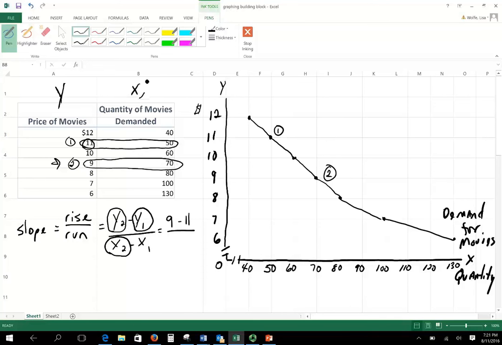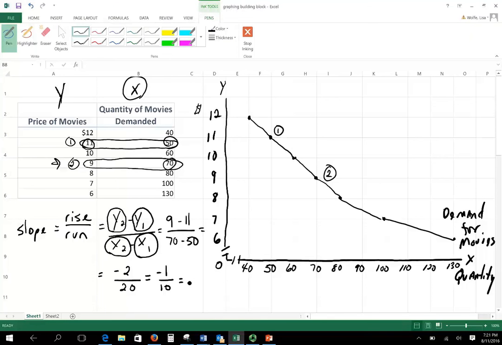And divide it by the x variable of the second point. This is our column for x. This is our second point, 70, less the x variable for the first point. That'd be 50. 9 less 11 is a -2 in the numerator. 70 less 50 is 20 in the denominator. This reduces down to a -1 over 10.